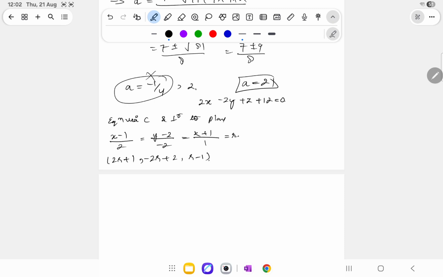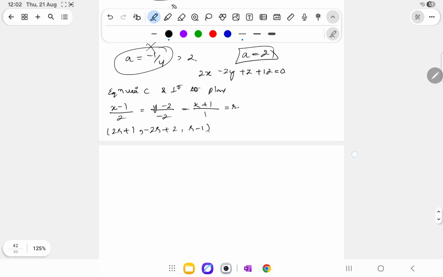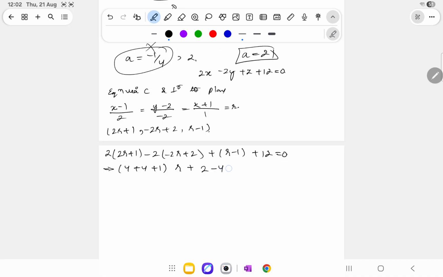And if it is the point of contact between the sphere and the tangent, then this point must lie on the tangent plane. So from there we'll get 2r plus 1 minus 2 into minus 2r plus 2 plus r minus 1 plus 12 equals 0. If we simplify it, we'll get 4 plus 4 plus 1 r plus 2 minus 4 minus 1 plus 12 equals 0.